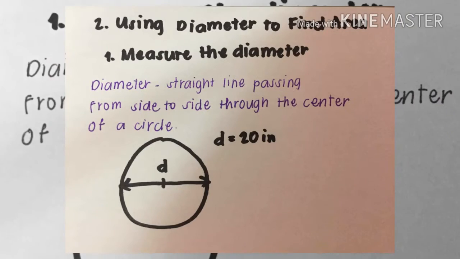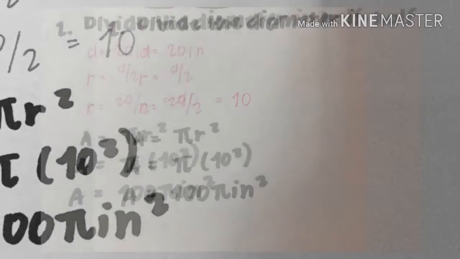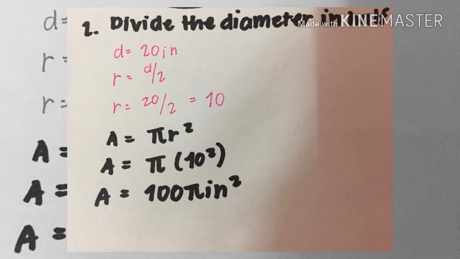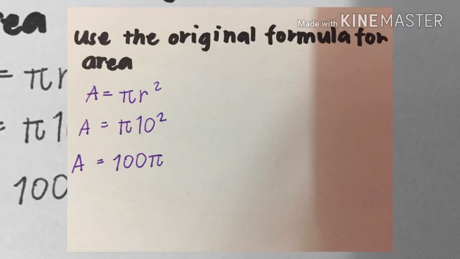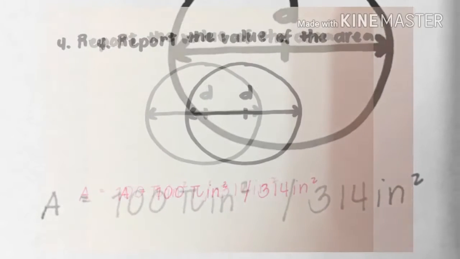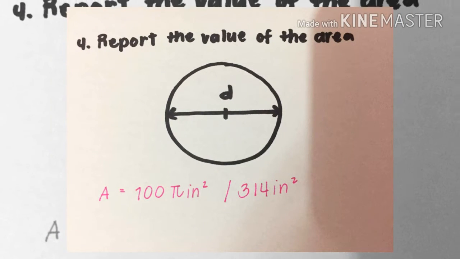The next step is using the diameter to find the area. First, measure the diameter, then divide the diameter in half. Then use the original formula for area, which is A equals pi r squared. Then report the value of the area.